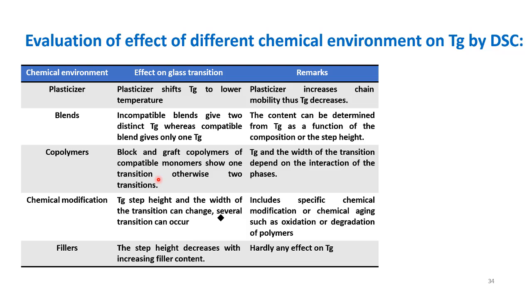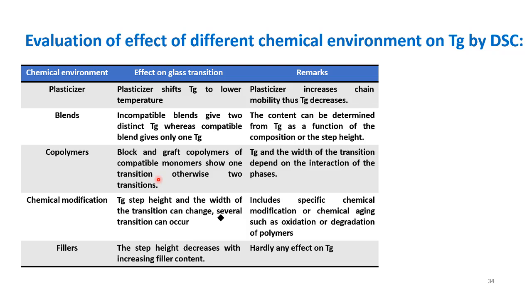The different chemical environments, like plasticizer and blends, will give different effects on the glass transition. If we are adding the plasticizer, the plasticizer will shift the transition temperature towards the lower temperature range. Then blends. If it is an incompatible blend, then two distinct Tg will appear, whereas if it is a compatible or totally miscible blend, it will give only one single Tg.